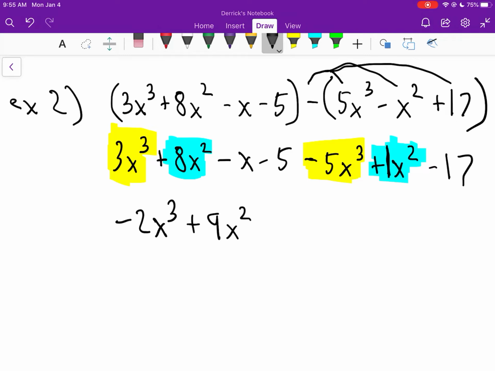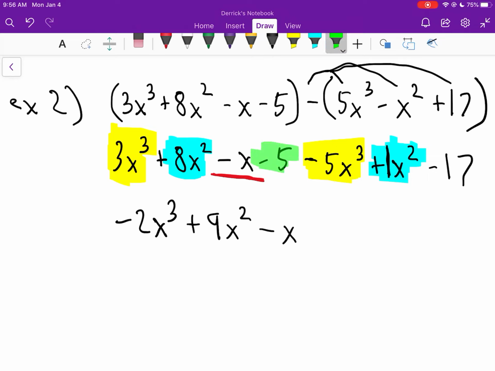For my next term, I see that I only have a single negative x. Right? I do have a negative x right here. I don't see any other x terms in the problem. Since there's no other terms that have simply an x to the first, I just have to rewrite this.